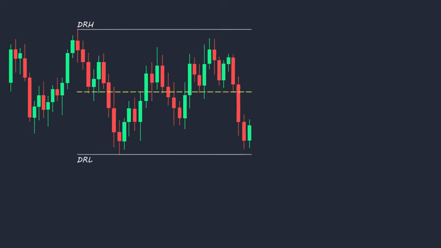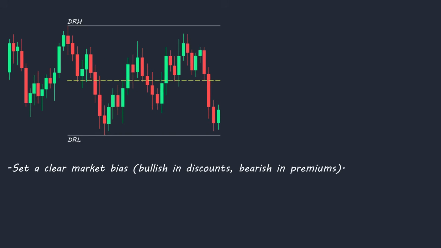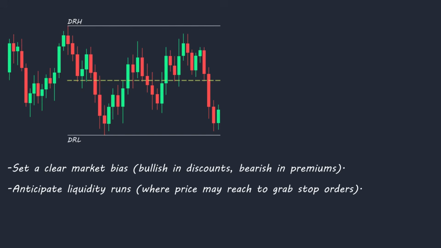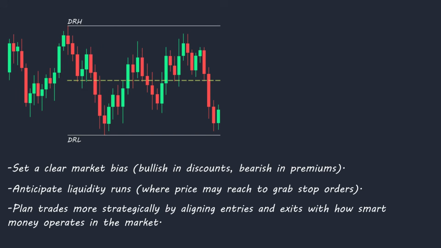By applying this concept, we can set a clear market bias, bullish in discounts, bearish in premiums. Anticipate liquidity runs, where price may reach to grab stop orders. Plan trades more strategically by aligning entries and exits with how smart money operates in the market.